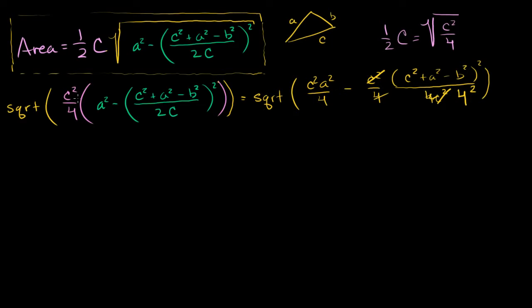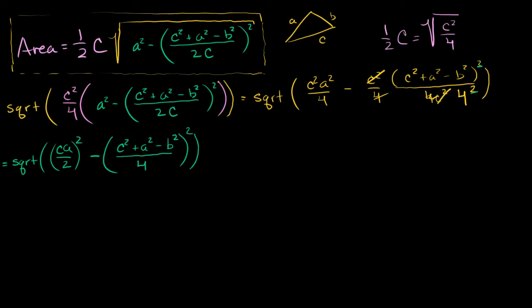And instead of writing 16, you'll see why I'm writing that. Now, this is going to be equal to the square root of ca over 2 squared. This is the same thing as that, right? I'm just writing it as the whole thing squared. If I square it, that's c squared a squared over 2 squared over 4, minus, I'm going to write this whole thing as an expression squared. So that's c squared plus a squared minus b squared over 4. And we squared both the numerator and the denominator.